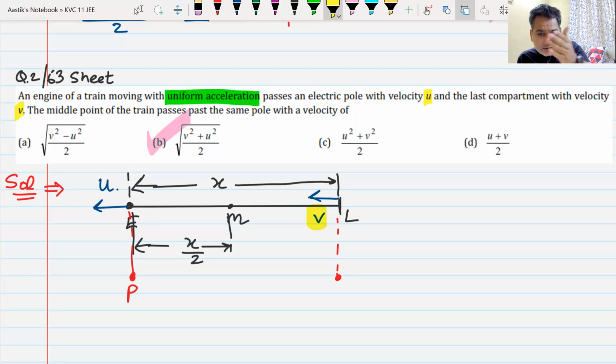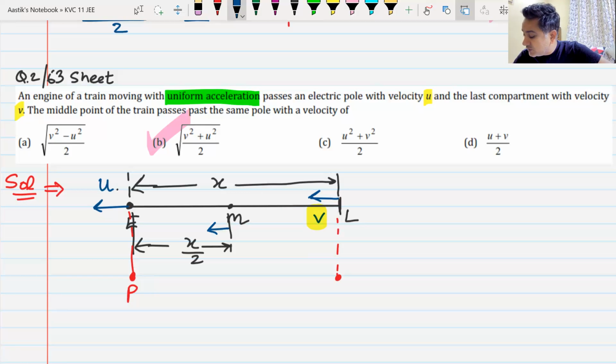That means the question now becomes very simple. When the engine crossed the pole, the velocity was u. When the entire train passed the pole, the velocity was v. With what velocity will it pass this point? So you can solve this question from the point of view of the engine.